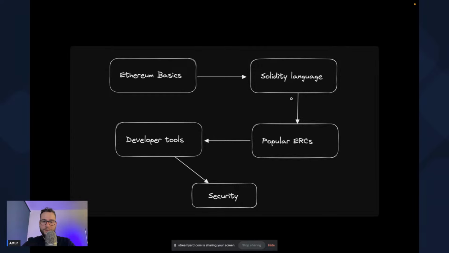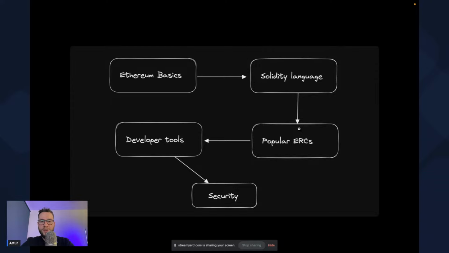And then you can start checking some popular ERCs, which are basically standards submitted to the Ethereum Foundation that are recognized in many tools in the Ethereum ecosystem. So for example, the popular ERC at the moment is ERC-721, which stands for NFTs. Another popular ERC is ERC-20, which allows you to create your own token.